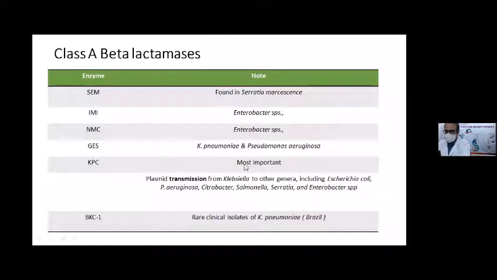Out of this, KPC is most important because, as we have discussed, it is plasmid encoded, and this can be transmitted easily to other bacteria like E. coli, Pseudomonas, Citrobacter, Salmonella, Serratia, and Enterobacter species. And one of the new ones is BKC1. This is also plasmid encoded. It was isolated in Brazil, and now it is spreading fast worldwide.